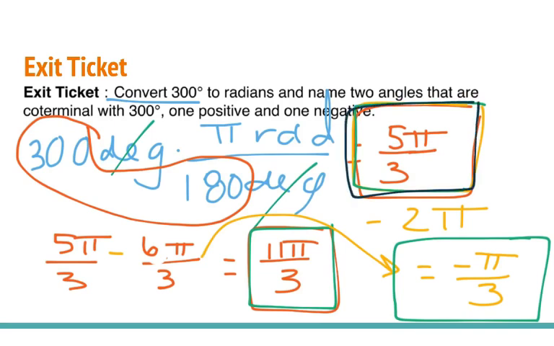So all three of these ones boxed in. 5 pi over 3, that's the equivalent of 300 degrees in radians. And this one right here, and this one right here, on the unit circle would be in the exact same position, and that's why they're called coterminal. I got one positive and one negative, so I'm good to go.